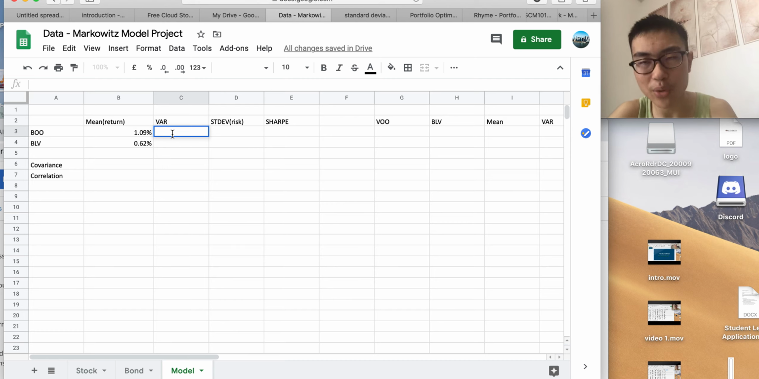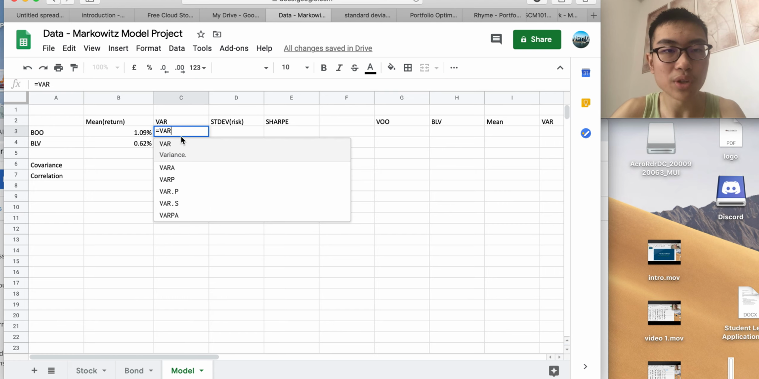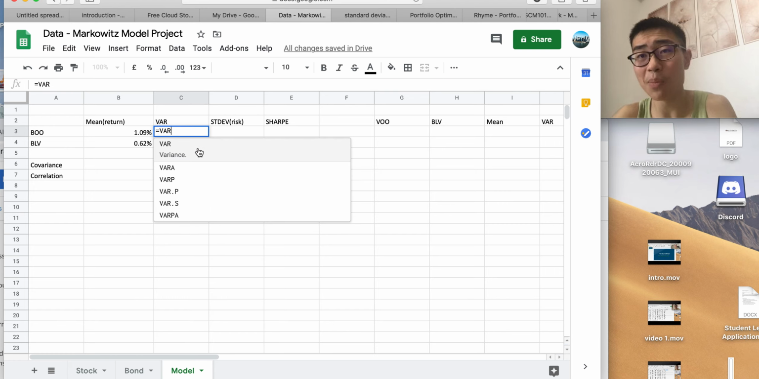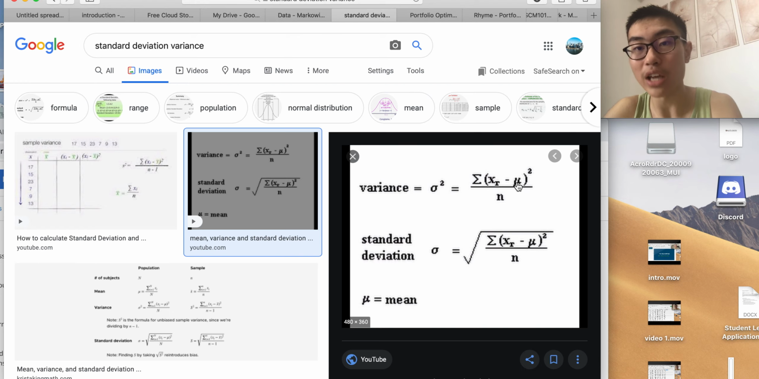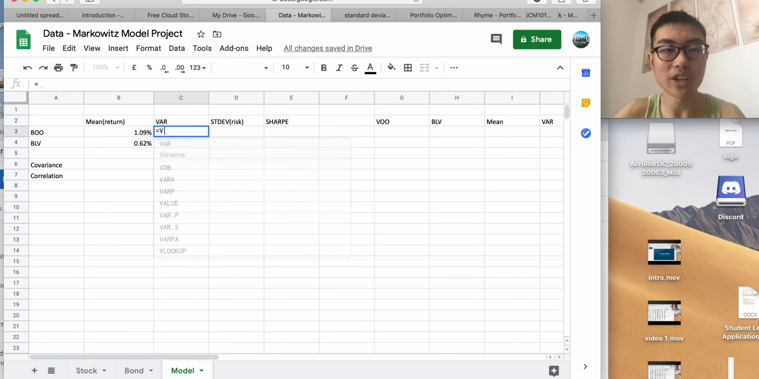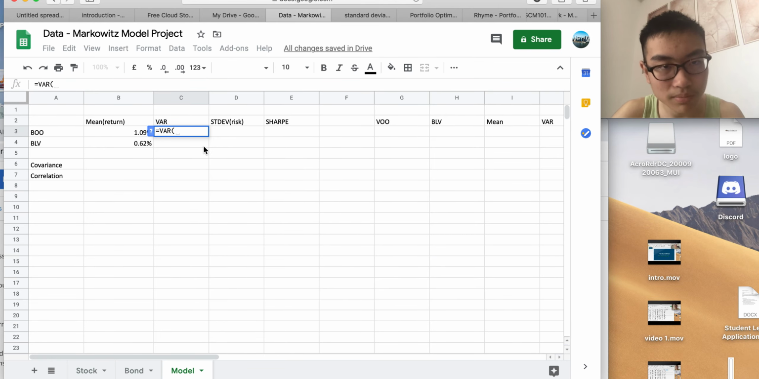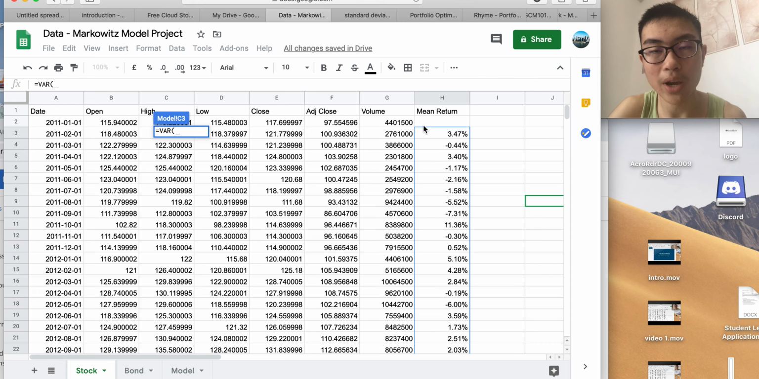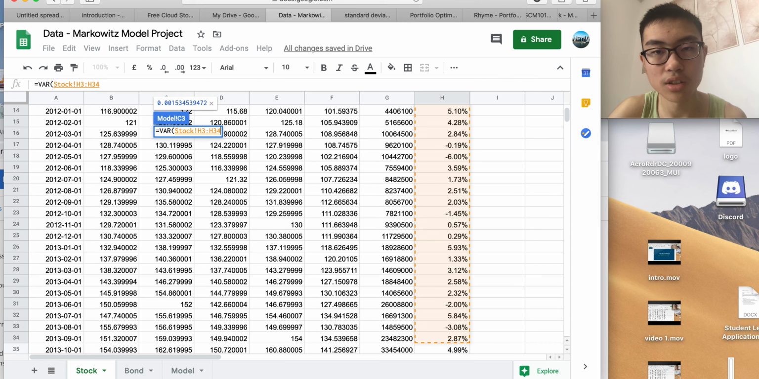To calculate the variance, our formula is pretty straightforward. We don't actually have to know the formula. I've talked about how formulas can be pretty difficult to calculate manually, because you have to go data by data to see how far away each data point X is from the mu, the average. So we can just use the variance formula given right here by Google Sheets. And what we do here is go back to our data for the stock.